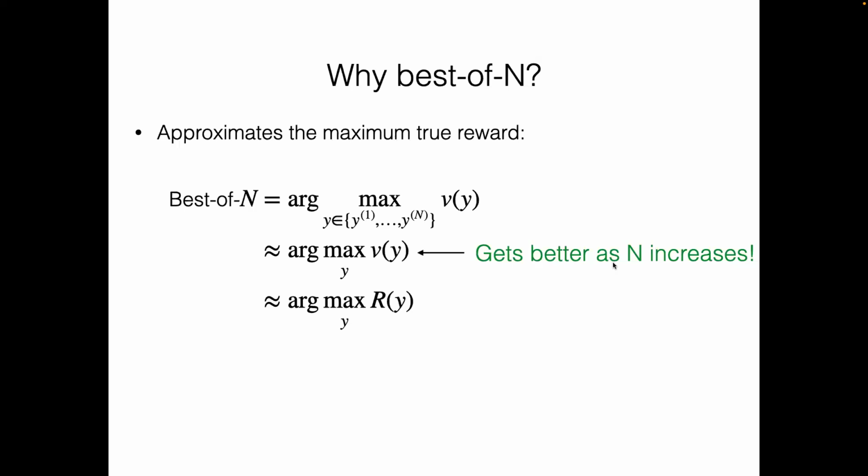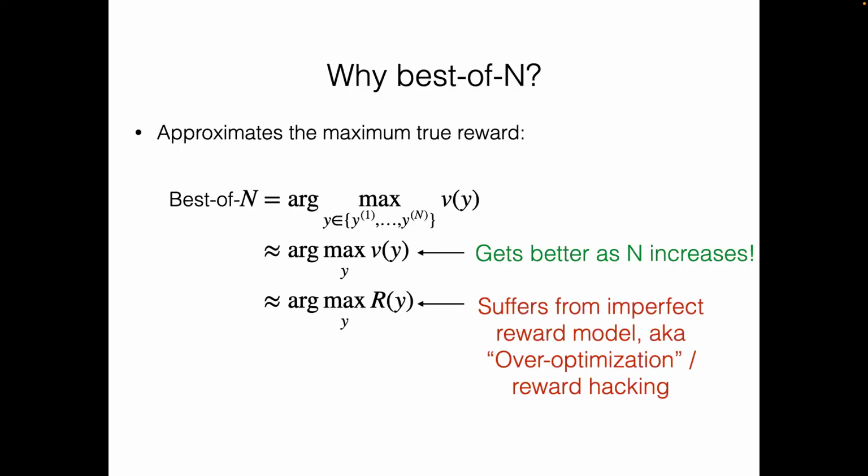Now, it turns out that this isn't necessarily going to be the case. You also have to think about the second line here. It's basically saying that we're assuming that our reward model is a good model of the true reward. And again, we briefly talked about this in the reinforcement learning lecture: you can have an imperfect reward model. And so you could end up maximizing the reward model score, but not necessarily maximizing the true reward. This is called reward hacking or over optimization.